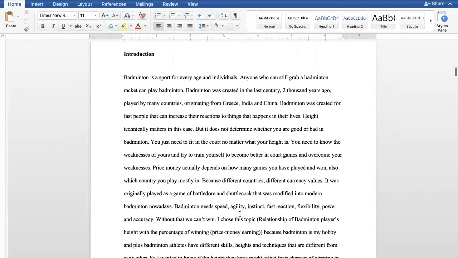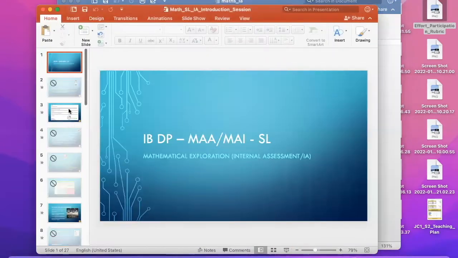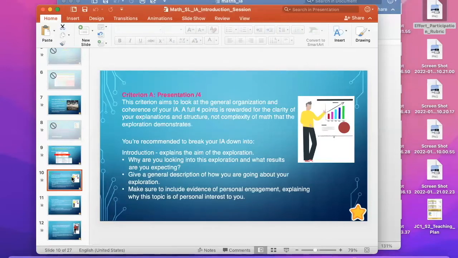Now let's go through your introduction. Remember, let me just bring up the presentation I've shown you and the others before. Right, can you see this? So in the introduction, you need to explain your exploration aim. Why are you looking into this exploration and what results are you expecting? Give a general description of how you're going about your exploration, or how you are going to achieve your aim. Make sure you include personal engagement, such as explaining why this topic is of personal interest to you. So this is what you need to have in the intro.